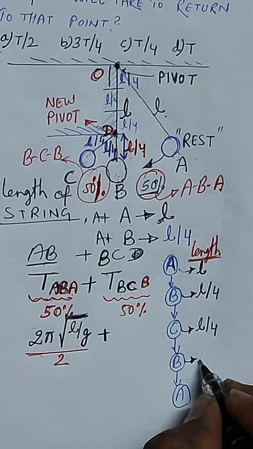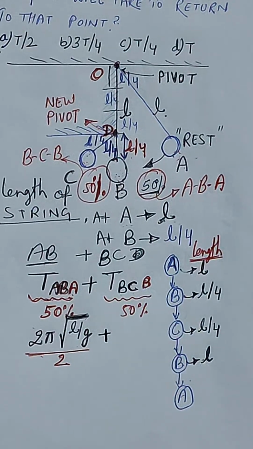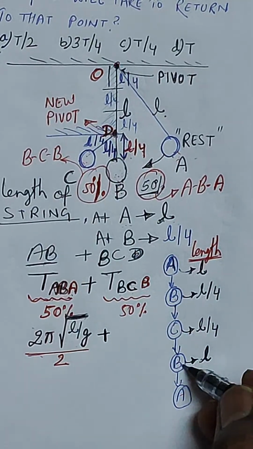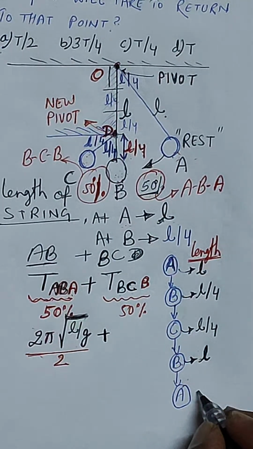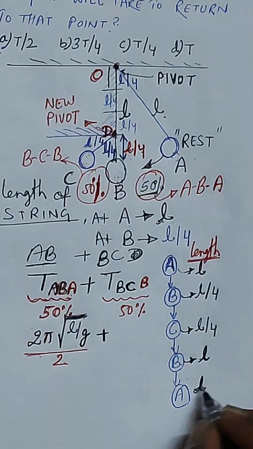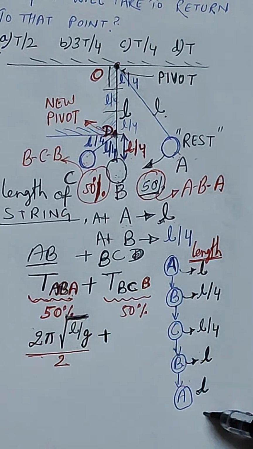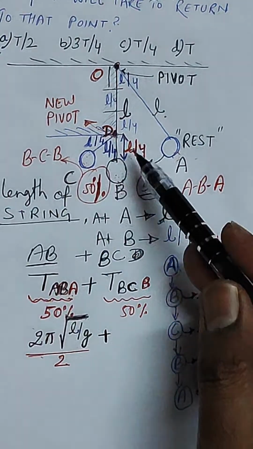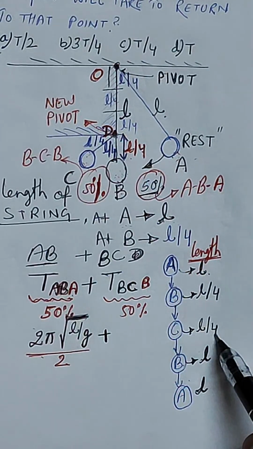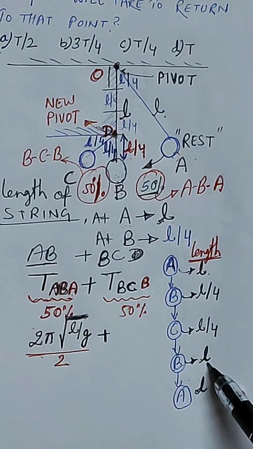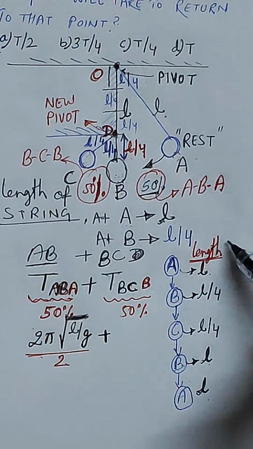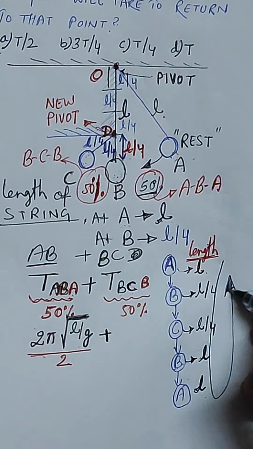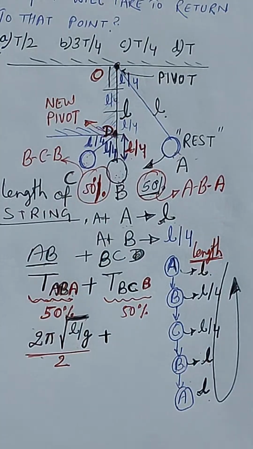So we can say at this point, let us write L, because already we have written L by 4 at the first position of B. And when it reaches back to A, it is again L, right? So this is happening. Hope you understand. At A position, the length of the string will be L. At B position, the length of the string will be L by 4. At C, again L by 4. At B again, L. Then again at A, L. So the entire oscillation is happening like this, right?